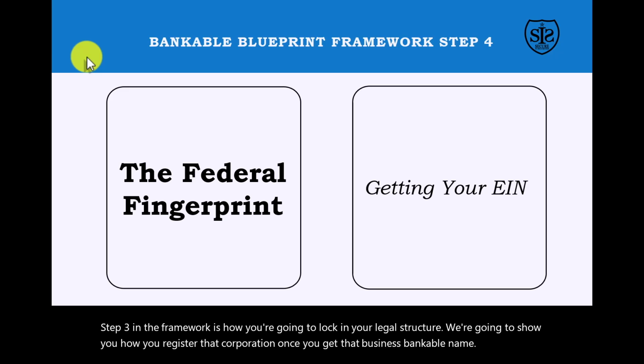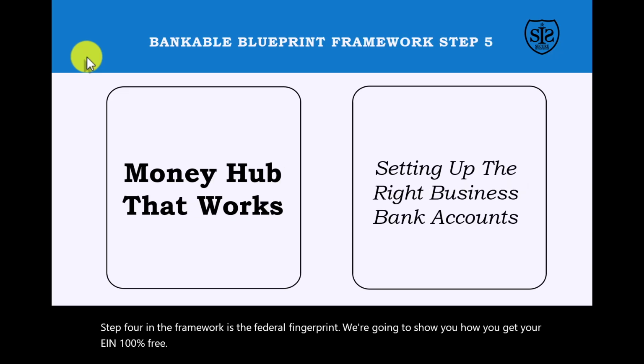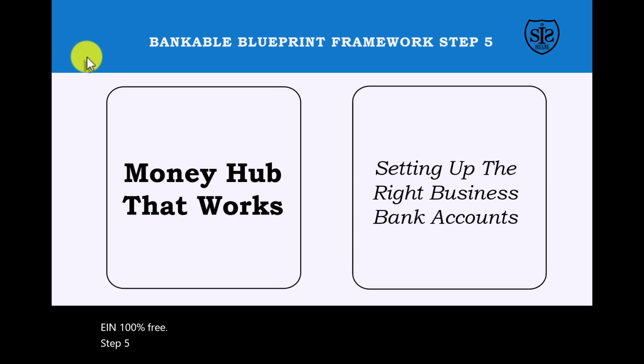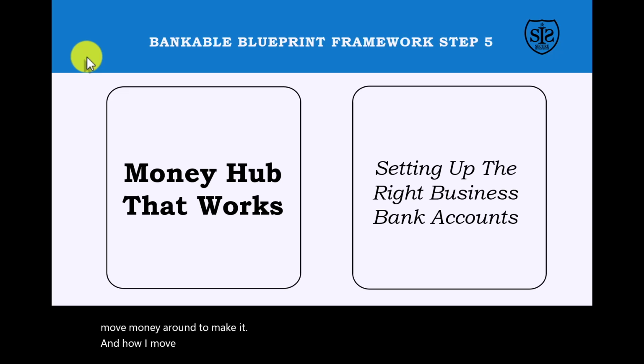Step 4 in the framework is the federal fingerprint. We're going to show you how you get your EIN 100% free. Step 5 is the money hub that works. I'm going to show you the business bank accounts that I set up, how I structure them, and how I move money around to keep my bank rating high.